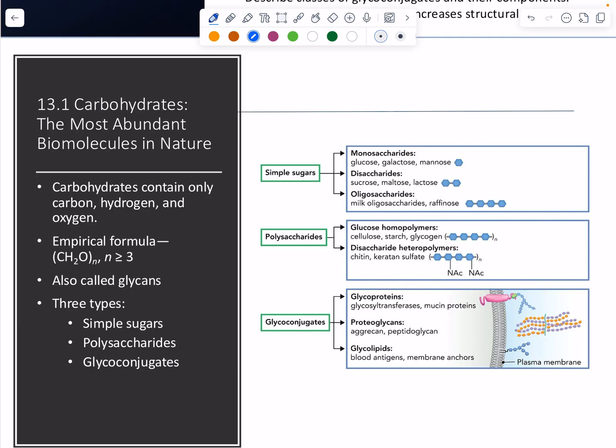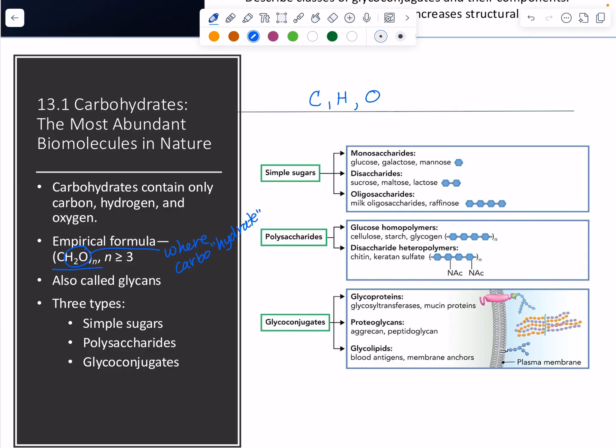So carbohydrates are among the most abundant molecules on Earth. They contain only carbon, hydrogen, and oxygen, and follow the empirical formula (CH2O)n, where n is 3 or more. So the H2O part is where the carbohydrate name comes from. Carbon, and then hydrate, the water.